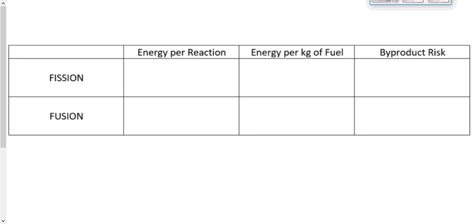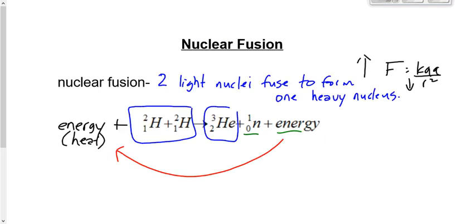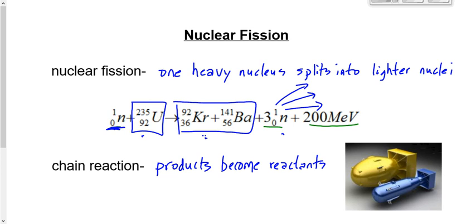The atomic bomb that was dropped on Hiroshima was essentially this. It was a fission reaction. It was a chain reaction that generated a tremendous amount of energy, enough energy to kill 100,000 people and blow up an entire city.